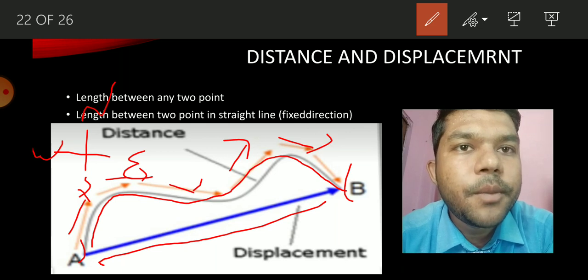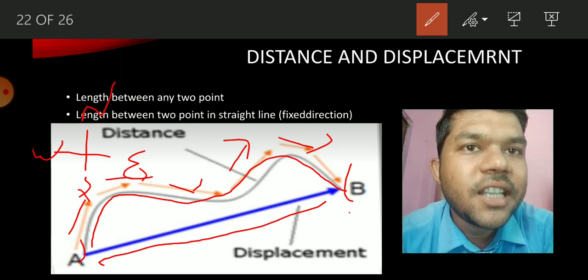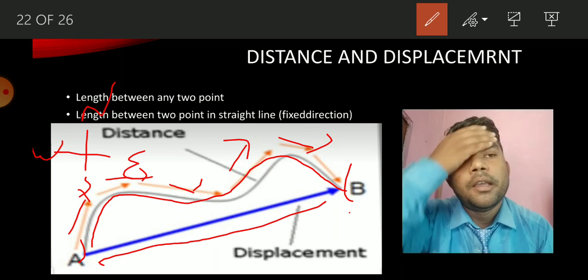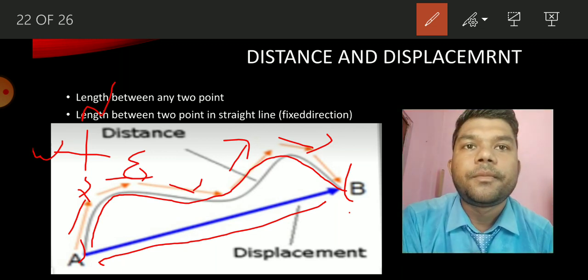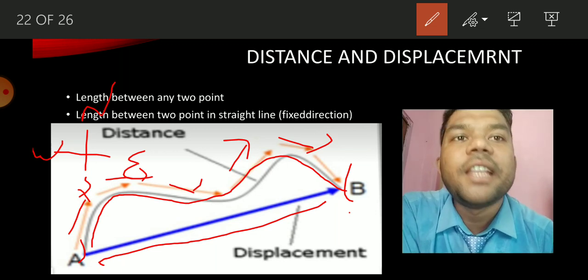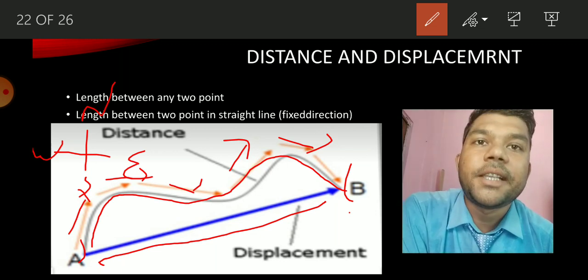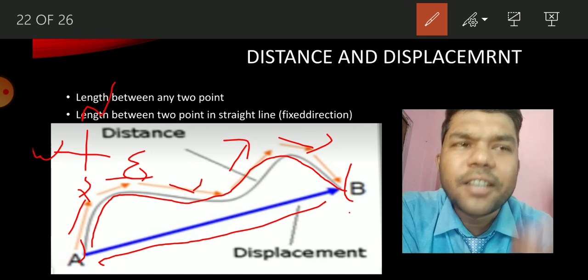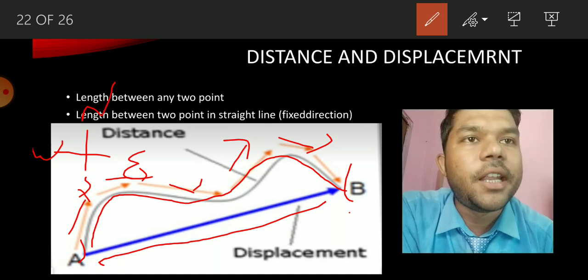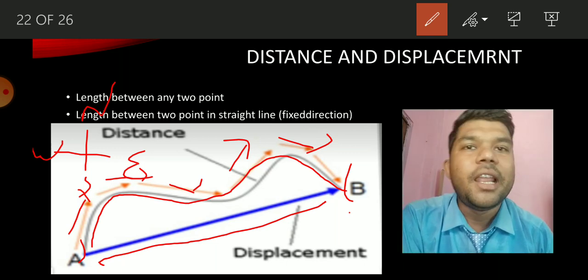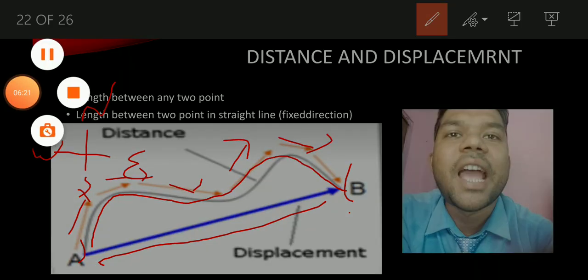From point A to point B, it is going in a certain direction, that is northeast, almost east. So the difference between distance and displacement: distance means the length between any two points, but displacement is also the length between two points, but in a straight line, that means in a fixed direction. So that is the difference between distance and displacement.